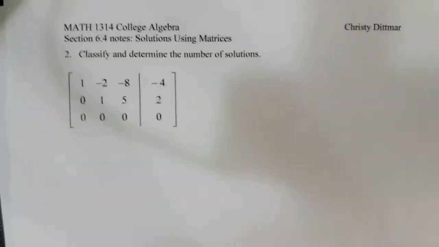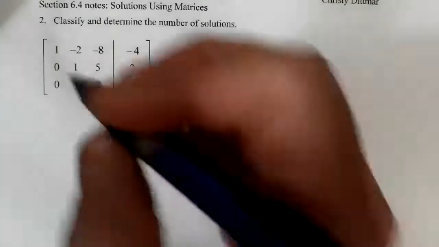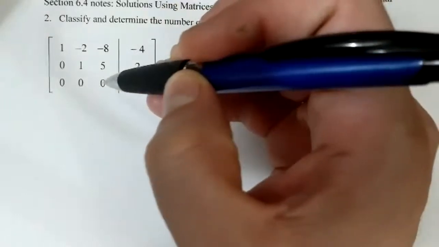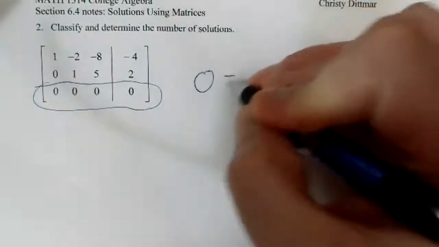So let's do this again. We have this thing, and we want to classify and determine the number of solutions. So we're looking at this. We're supposed to have ones in the diagonals. Uh-oh, something went awry because we didn't pick that. What does this last line look like? This last line looks like a 0 line.